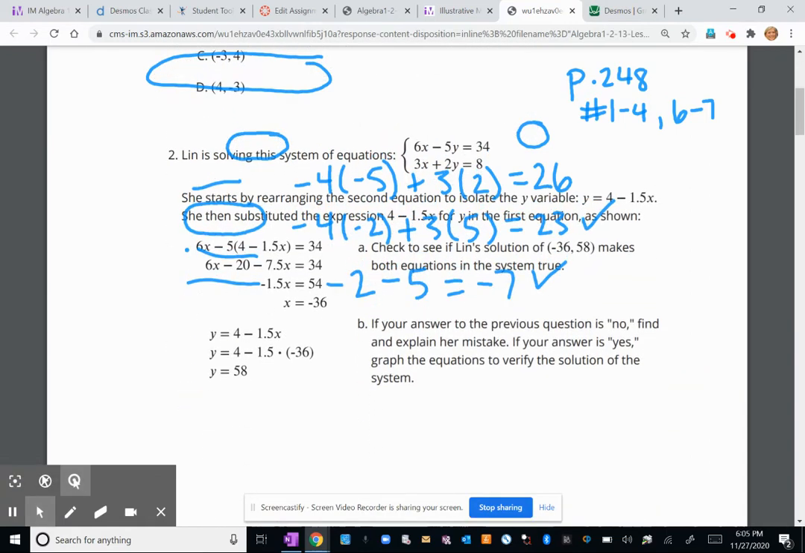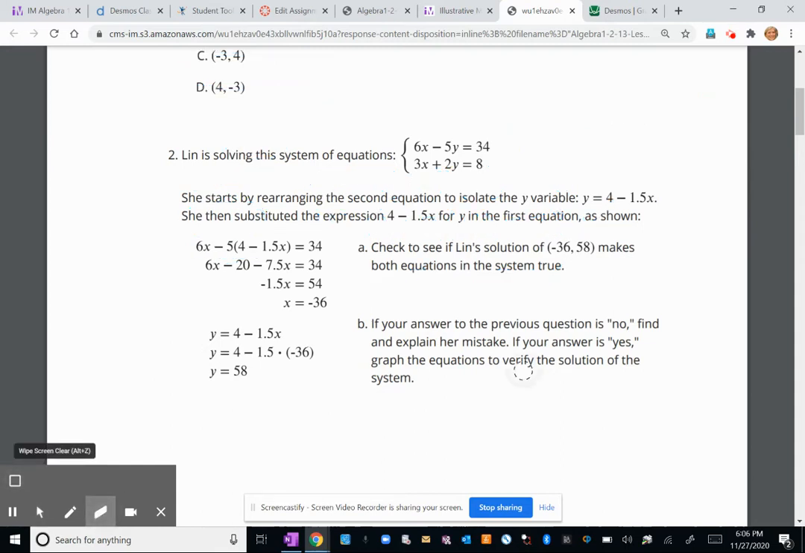On number 2, number 2 says Lynn is solving the system of equations. She starts by rearranging the second equation to isolate the y variable, and she gets y equals 4 minus 1.5x. Then she substituted the expression 4 minus 1.5x in for y in the first equation as shown. Part A: check to see if Lynn's solution makes both equations in the system true. So we'll check that first, and then we'll address part B.